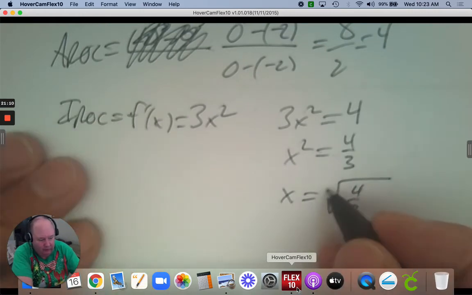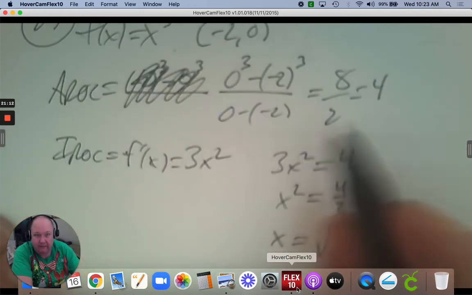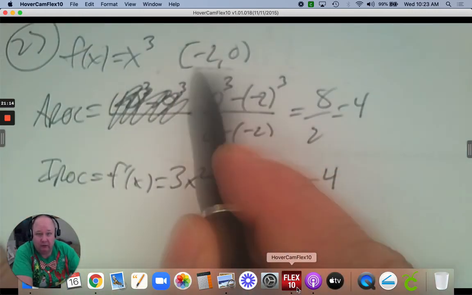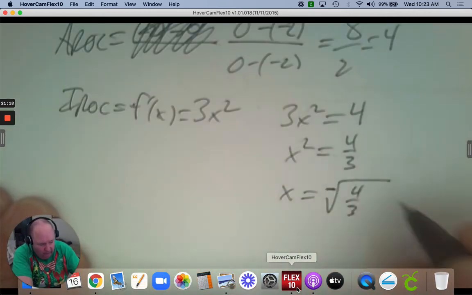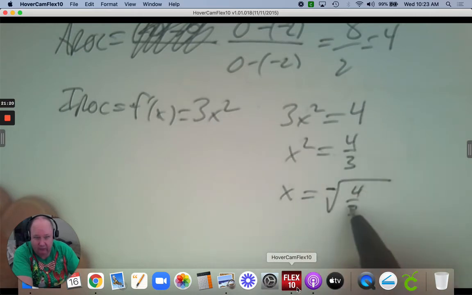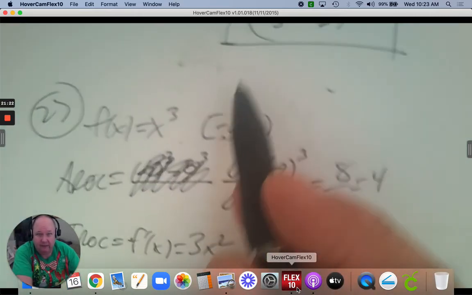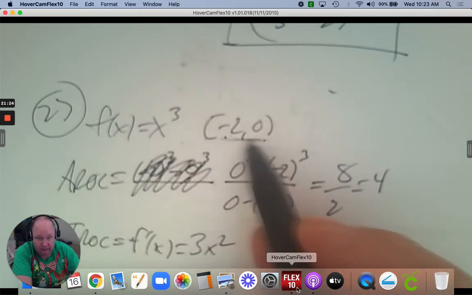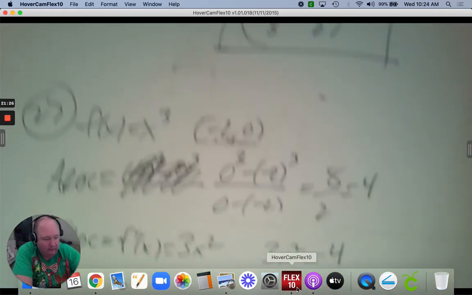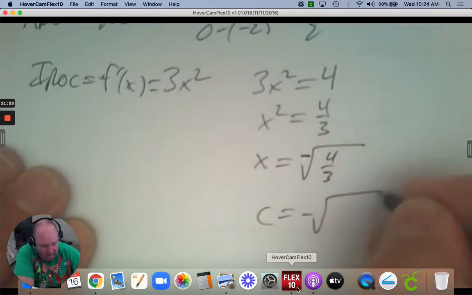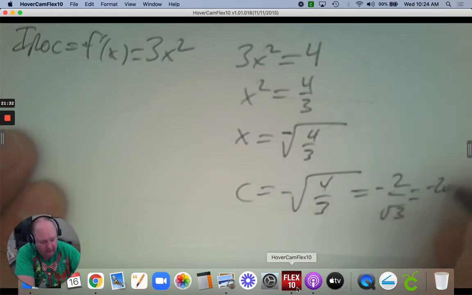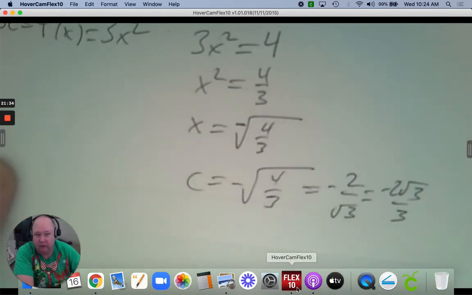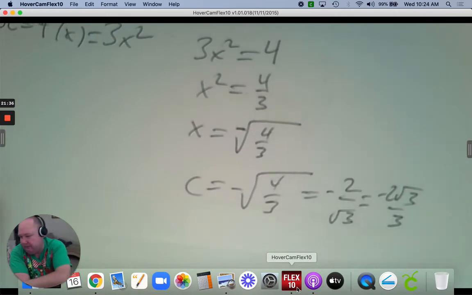Know the answer could be positive or negative. But know my interval. So it goes from -2 to 0. So the only correct answer is -√(4/3), because that is in my interval. Positive √(4/3) is not in this interval. So what is the c value? And that's the answer. You could also write the answer like this or like this, however you think it's prettiest. But they all mean the same thing. So it's just the negative answer we're looking at.